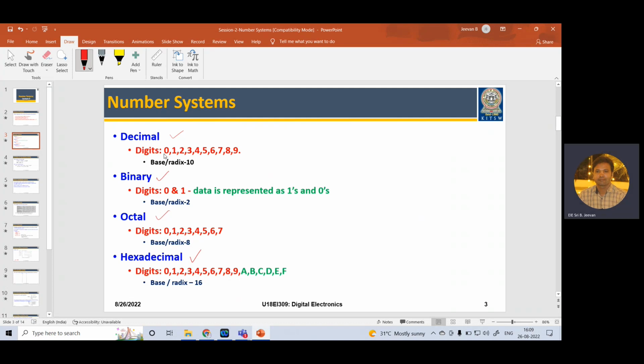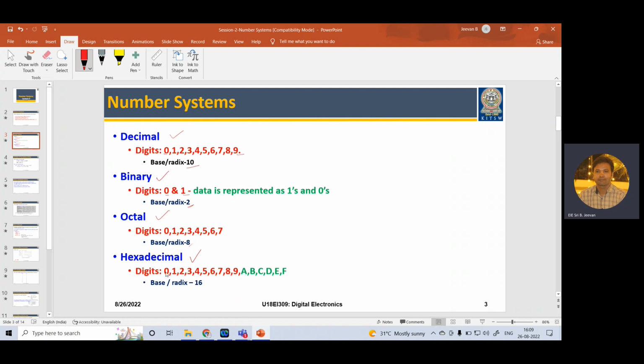Decimal means the range is from 0 to 9 and the base is 10. Binary means there exist only two digits, 0 and 1. The base is 2. So this base indicates the number of distinct digits in a particular number system. In decimal, there are 10, so the base is 10. In binary, there are only two digits, so the base is 2. In octal, there are 8 digits, 0 to 7, so the base is 8.